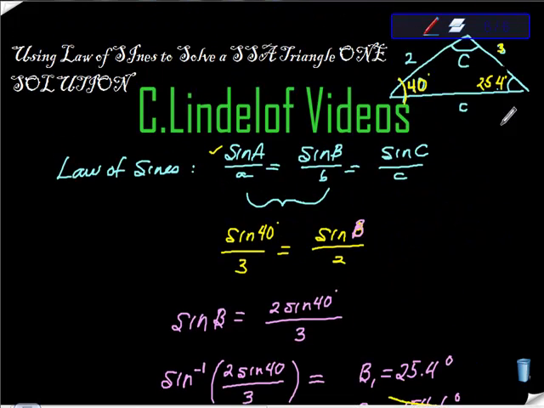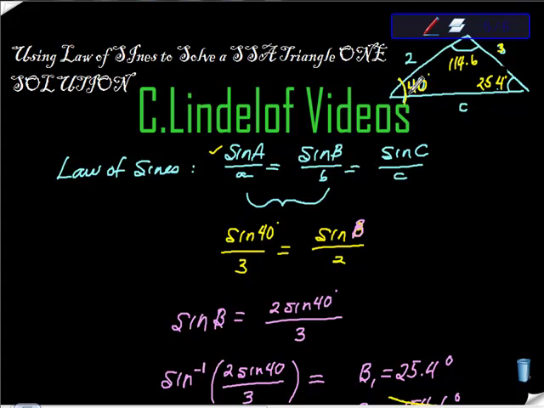From here, we can do some pretty simple math. We know that 40 plus 25.4 plus C has to be equal to 180, and therefore C has to be equal to 114.6 degrees. So I think this actually works out pretty okay. Not great, but pretty okay. And then from there, we just finish up.